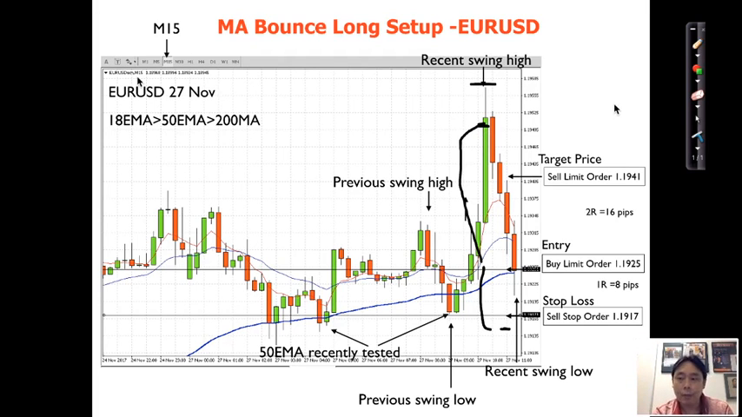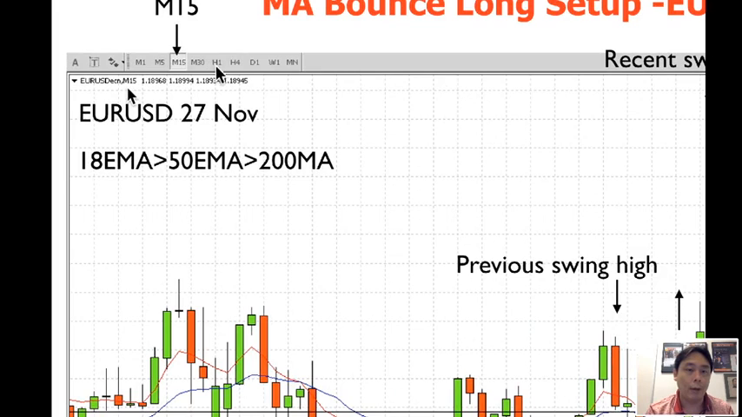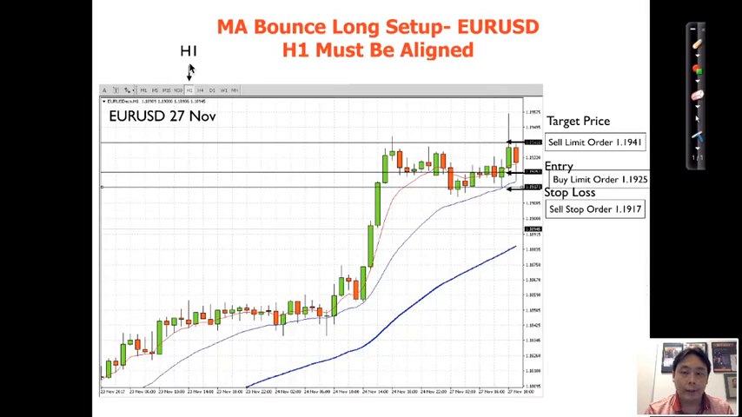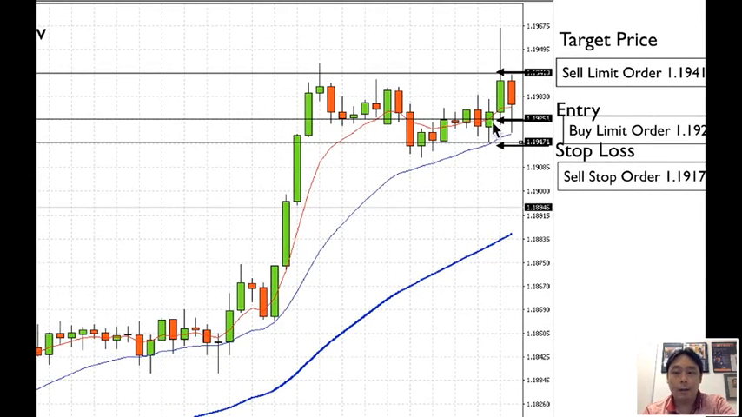Again, the next thing you do is check the hourly candles. So from the 15-minute candles, we go to our hourly candles and ensure that on the hourly candles it is also in a clear uptrend. Again, the 18 moving average is above the 50, the 50 above the 200, clear uptrend. All right. And again, my entry price is here, this line. My stop loss is here, and my profit target is here.